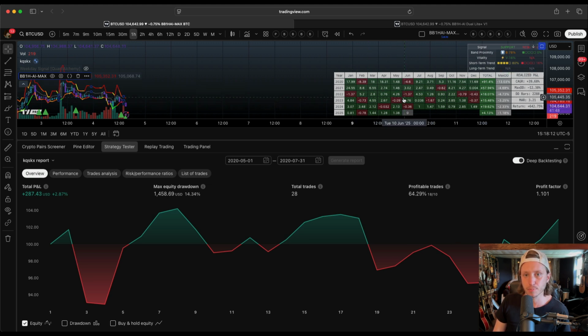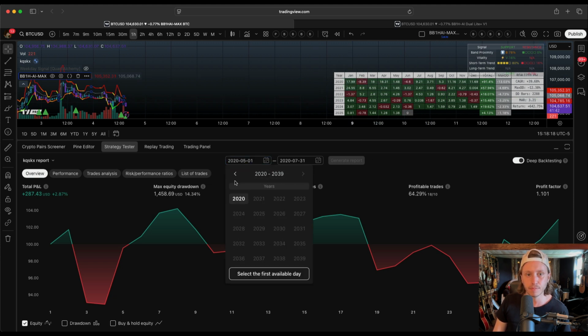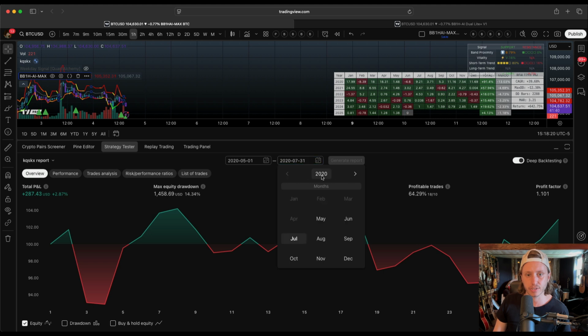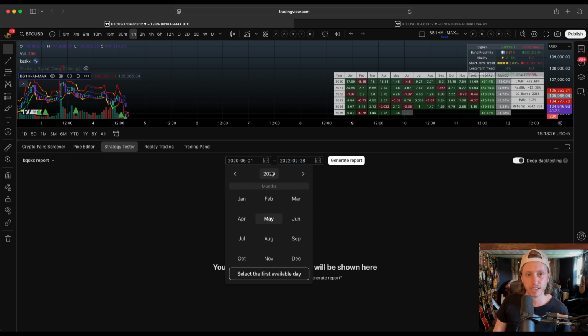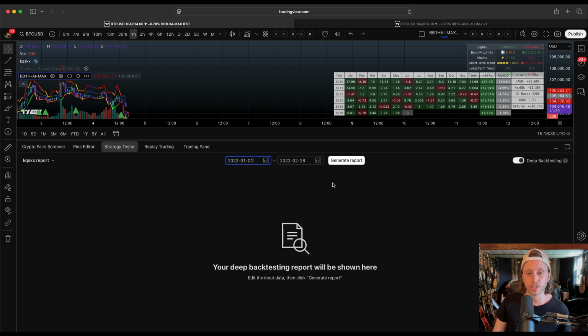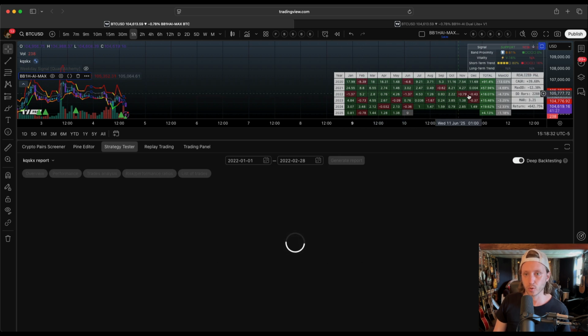Let's look at a couple other places where it looks like it did not do well, like January of 2022. The reason I'm doing this is just to show you guys what I look at and think about when I am trading and getting ready to trade. I get an idea of what the strategy did over what look like the worst periods of time.